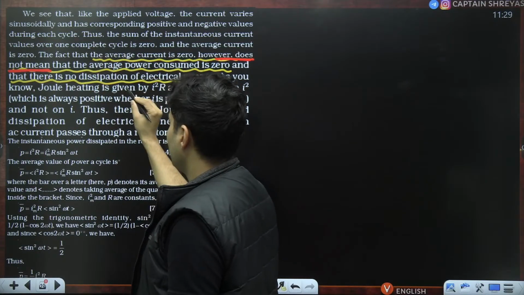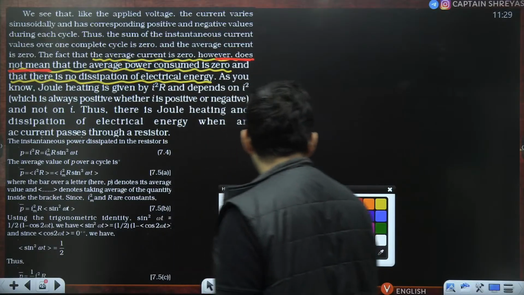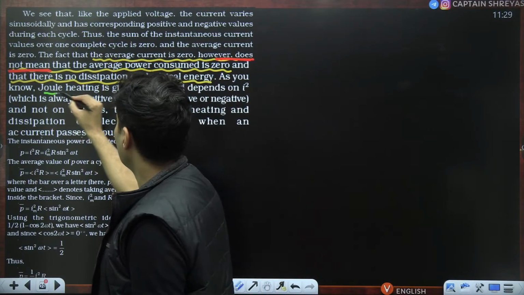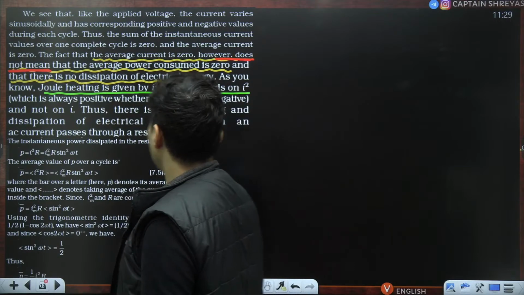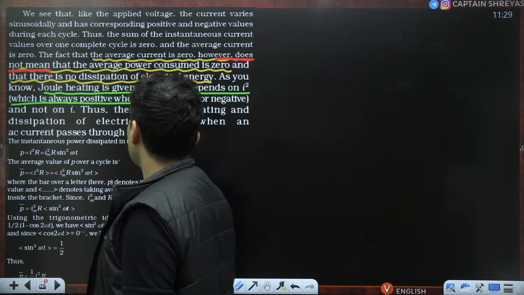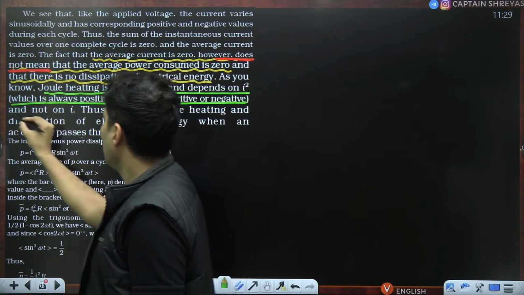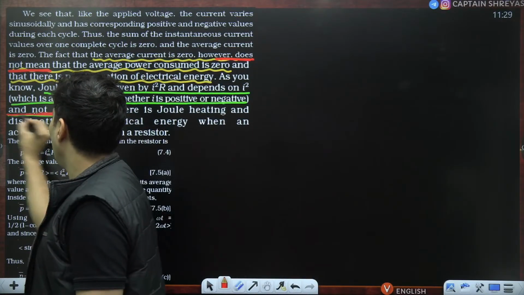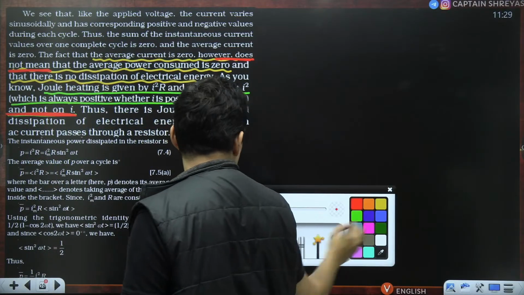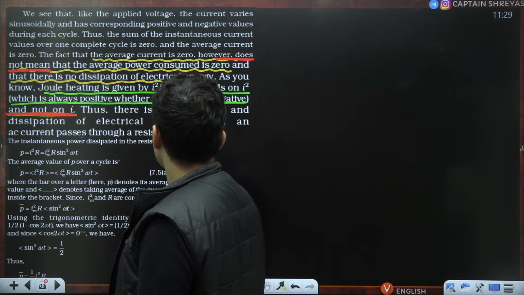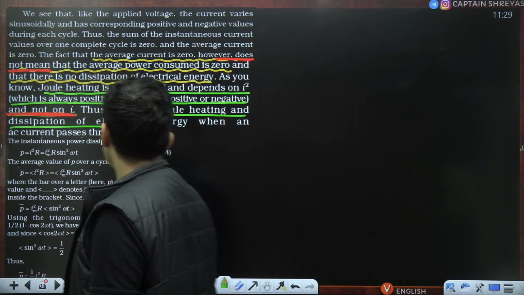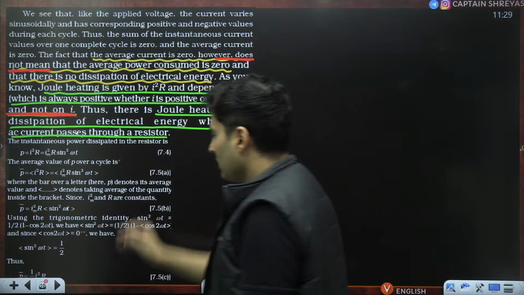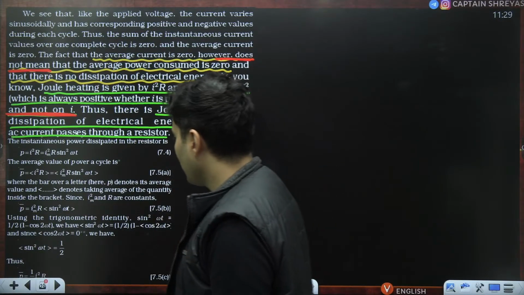And no power is dissipated. That is also not true. In fact, what is true is that, as you know, Joule's heating is given by I square R, which does depend on I square, which is always positive, whether I is positive or negative, and not on the sign of the current, very, very important. Thus, Joule's heating and dissipation of electrical energy occur when AC current passes through a resistor. They have done that calculation over here.